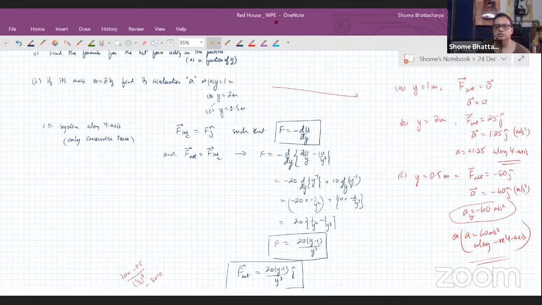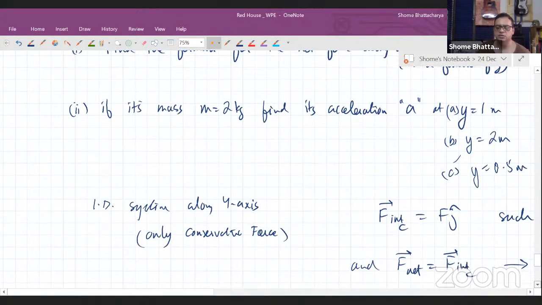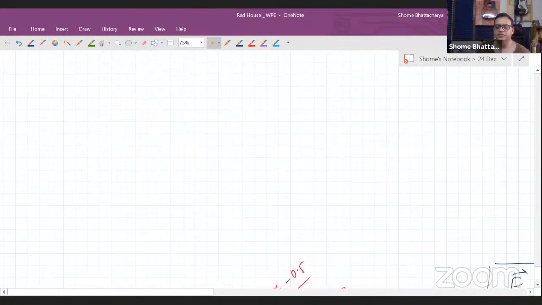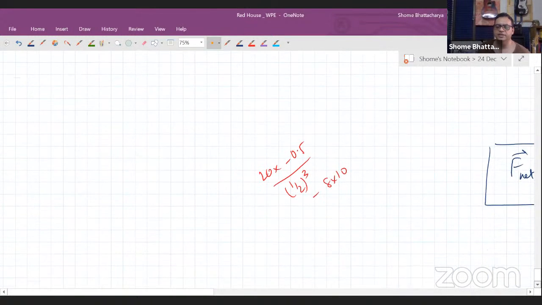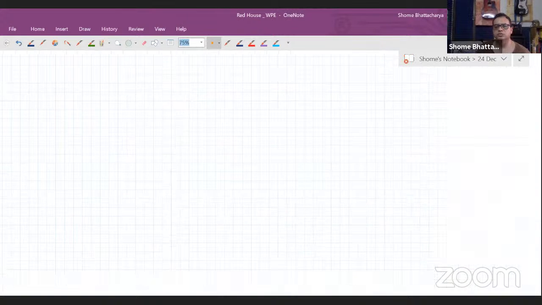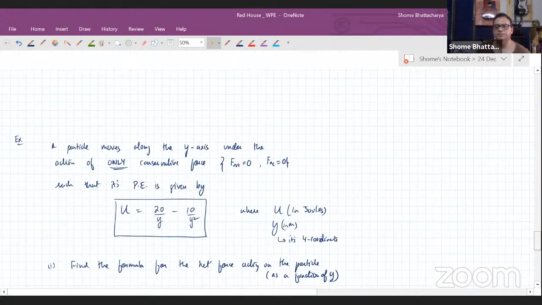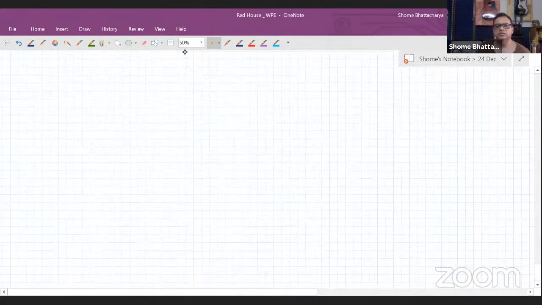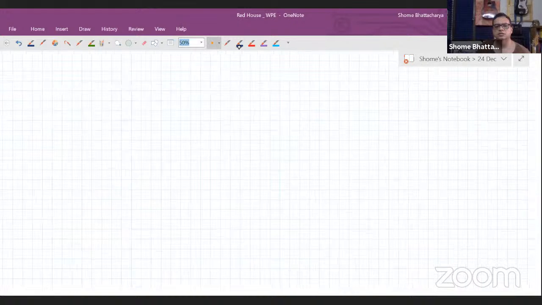Okay, so hope this is clear. I mean, this is just calculation. The main thing is the formula, minus dU by dx, or negative gradient. Gradient itself means rate of change with respect to position. So that was the important aspect. Okay, now we will see something interesting related to this.